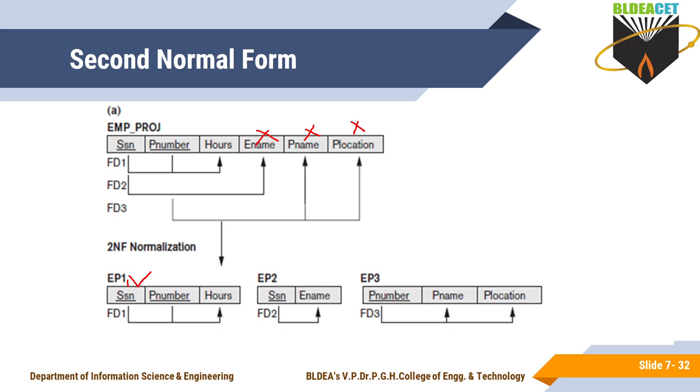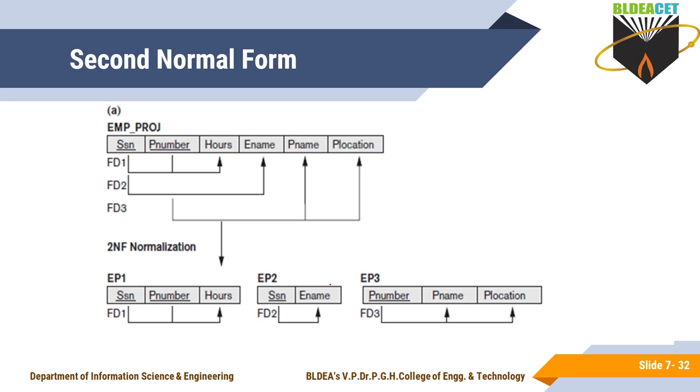In the same way, P name and P location are fully functionally dependent on project number. If I remove the SSN, it doesn't make any difference to the functional dependency here. So that relation is P number, with P name and P location functionally dependent on this P number. If a relation is not in second normal form, you have to convert it into second normal form by decomposition. After decomposition, each relation must hold fully functional dependency. Now these three relations are in second normal form and also in first normal form.